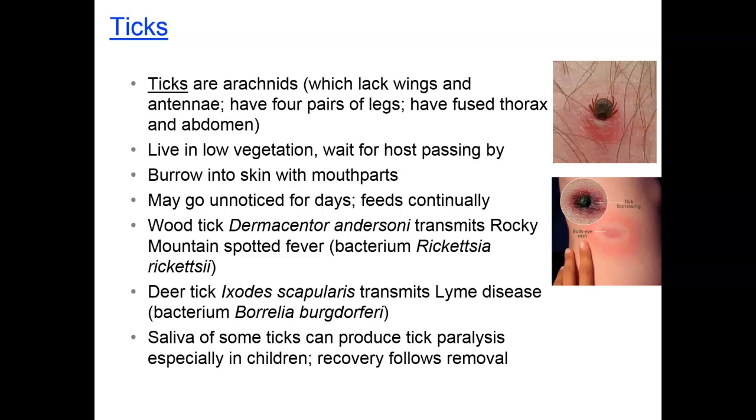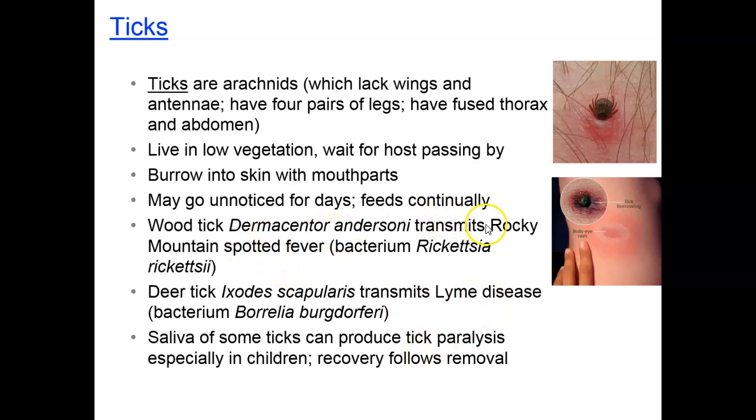There are different types of ticks, and the different types of ticks can carry different diseases. For example, we have wood ticks, Dermacentor andersoni, that transmits Rocky Mountain spotted fever. We have deer ticks. This is the scary one. Ixodes scapularis, which transmits Lyme disease.